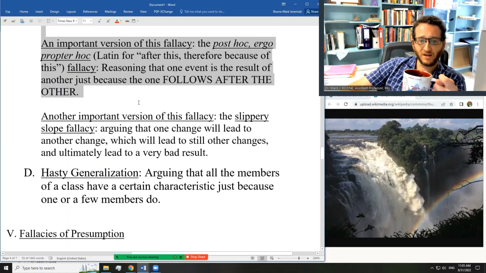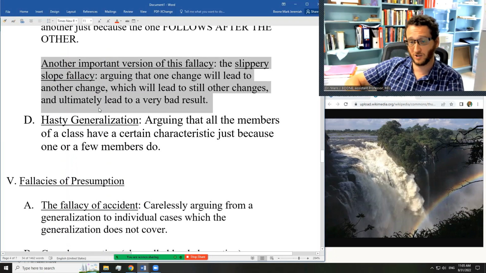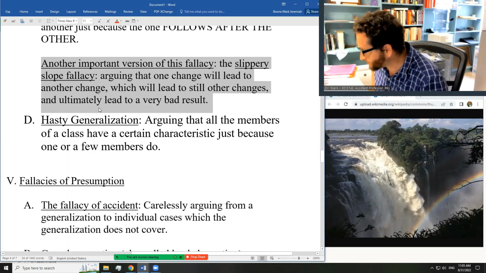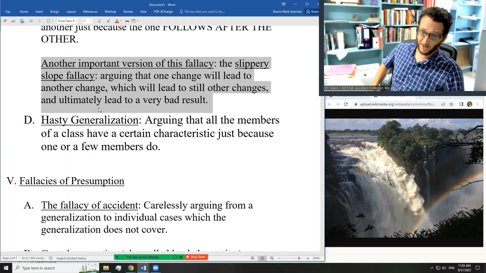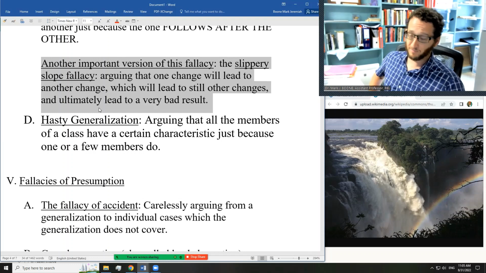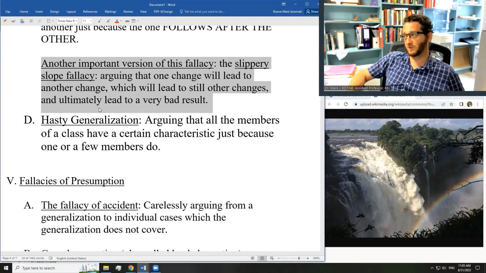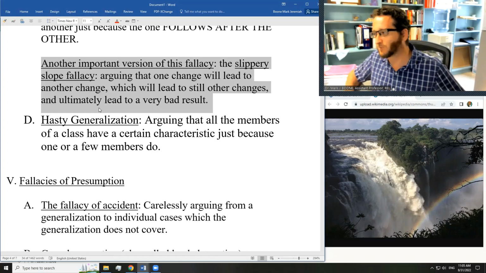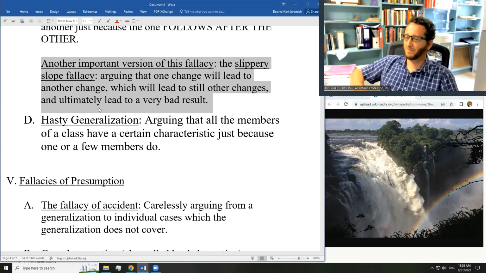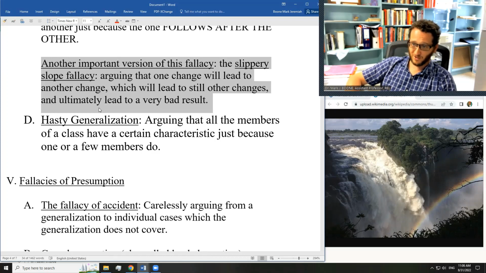Anyway, the slippery slope fallacy is arguing that one change will lead to another change, which will lead to other changes, and ultimately to a very bad result. Now, this is not always a fallacy. Here's a version of a slippery slope fallacy. Dilbert's boss says in one Dilbert cartoon, if we start relaxing the rules around the workplace, pretty soon murder will be legal. Murder will be legal soon if we start relaxing the rules about, I don't know, how many pages you get in the shared printer or something. Start relaxing the rules around the workplace, and pretty soon murder will be legal. That's a slippery slope fallacy and a superb example of one from Dilbert's pointy-haired boss.